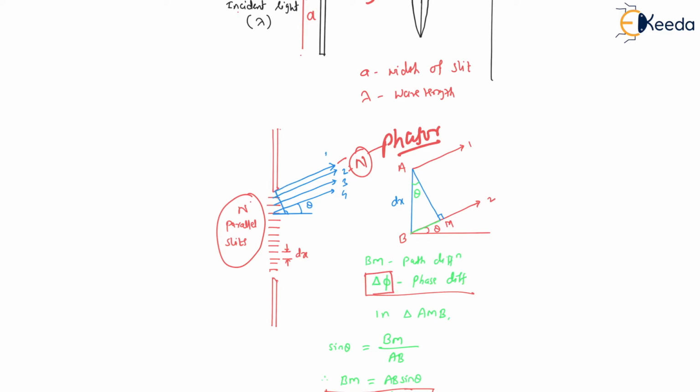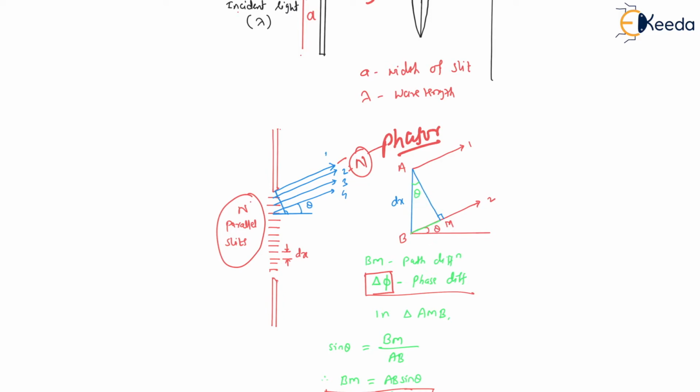And then here we again zoomed out this particular part. So here that is the part. This one is the first ray. This one is the second. And if we draw a perpendicular from this A on the second ray, we'll get this BM as the path difference between the first and second. So BM is the path difference. Again, this angle is theta.